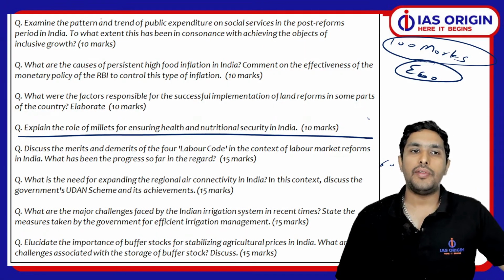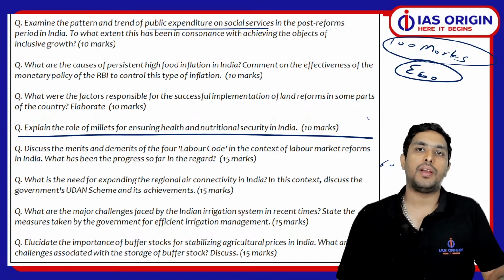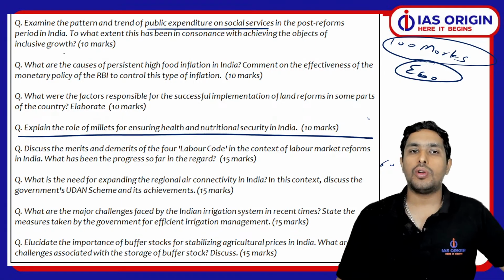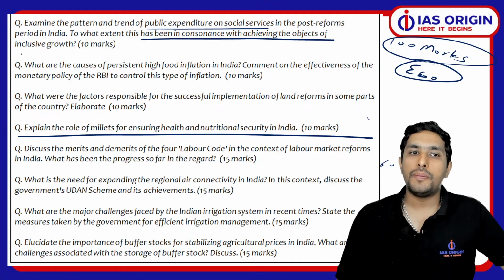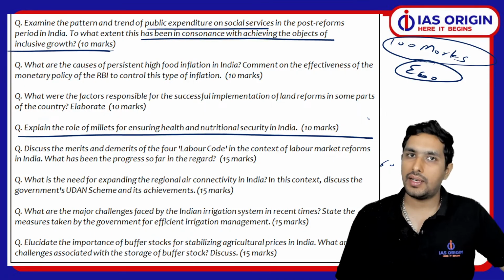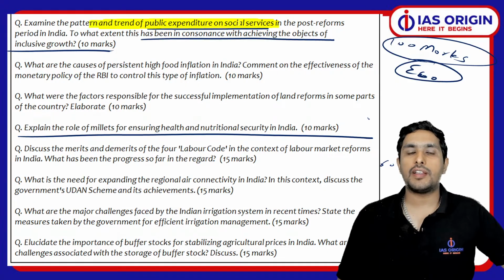Remember, when we talk about examining the trend and the pattern of public expenditure on social services, now this is the question, and it is related to the post-reform era, post 1991. To what extent this has been in consonance with achieving the objectives of inclusive growth, so they are relating with that. So that's interesting. They are asking you about this overall trend in the public expenditure on social services.